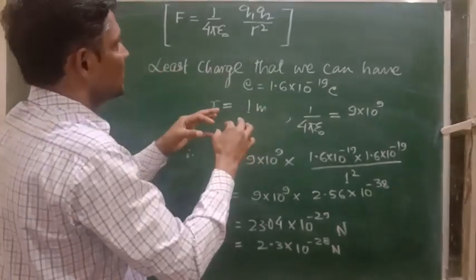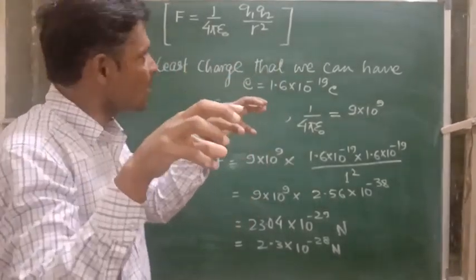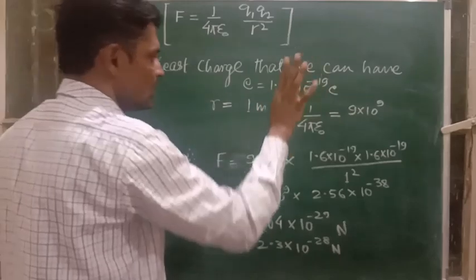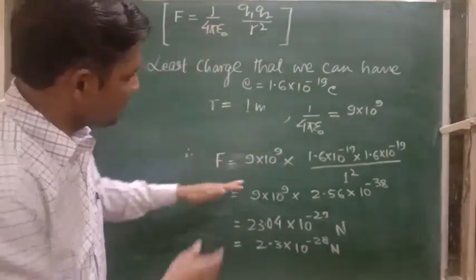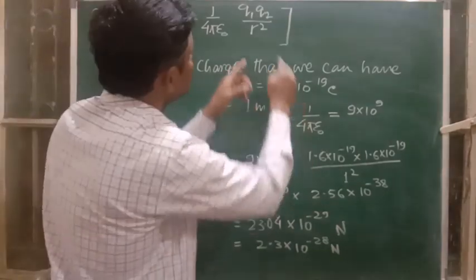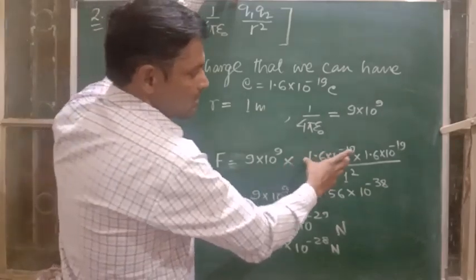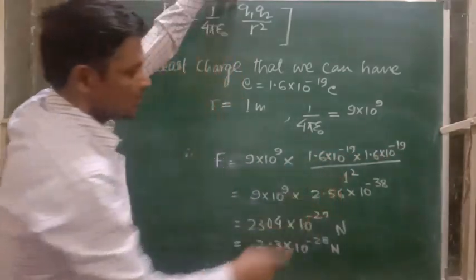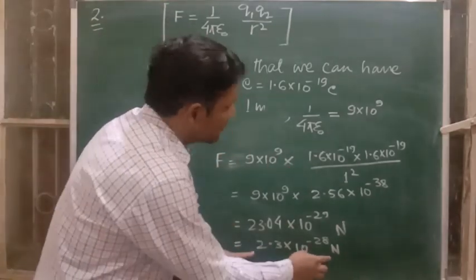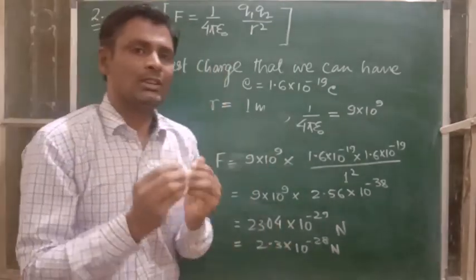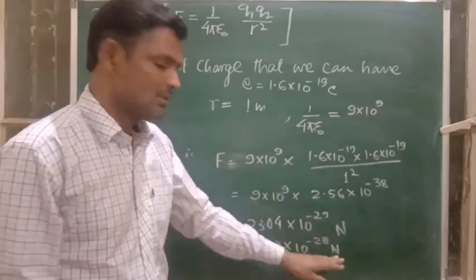So we have come to know the minimum charge that we can keep at a distance of 1 meter. It is 1.6 into 10 to the power minus 19 coulomb. Just put these things in this formula: 9 into 10 to the power 9, the two charges q1 and q2, the least value we can have is this much and this much, divided by 1 square. On calculating, we will get this much force. So the least force that we can create between two charges separated by a distance is this much.